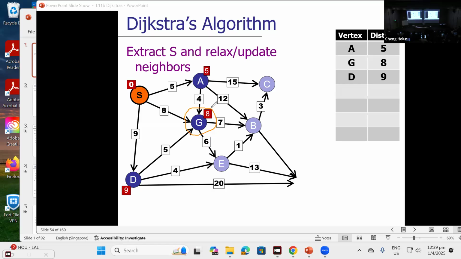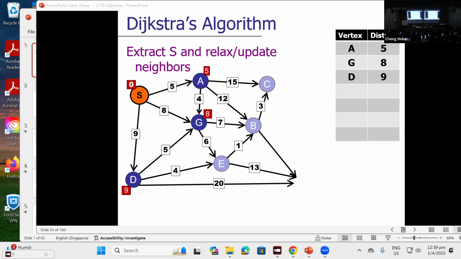And now I create a new route. Hey, this is a new bus route. Let's try that. But it takes 9 minutes. Should I do that? No. So that's why at this time, I will not change the estimated distance for G. G will remain the same as 8. Okay? And then I finish relaxing all the so-called neighbors of A already.